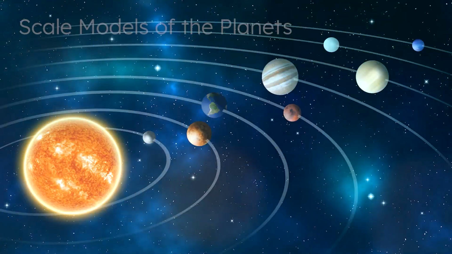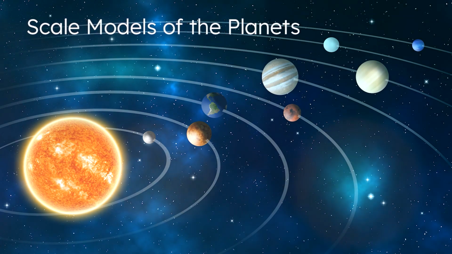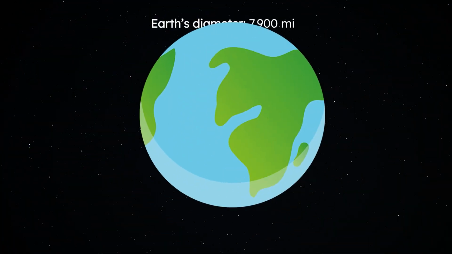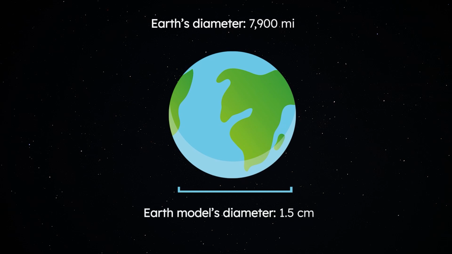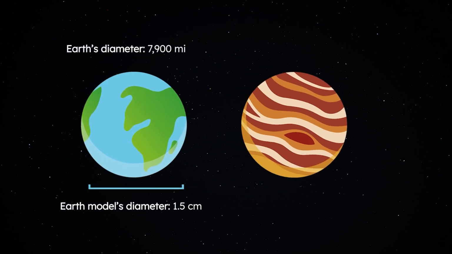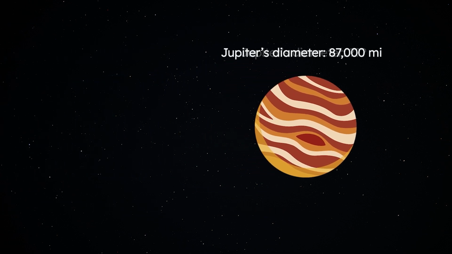Let's start by scaling down the diameters of the planets in our model, since I certainly can't carry around a full-size version of any of them. Earth's diameter is around 7,900 miles. My Earth model that I cut out measures 1.5 centimeters. How big should Jupiter be if it's to scale? Jupiter's actual diameter is around 87,000 miles.